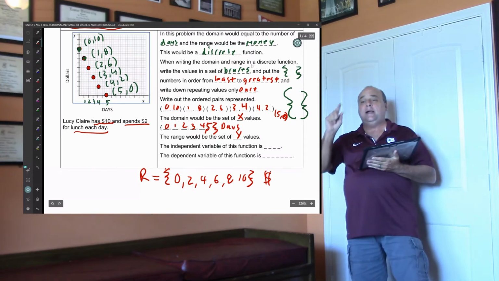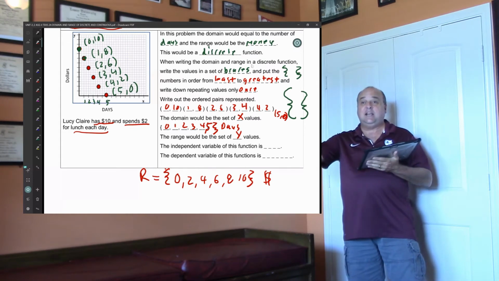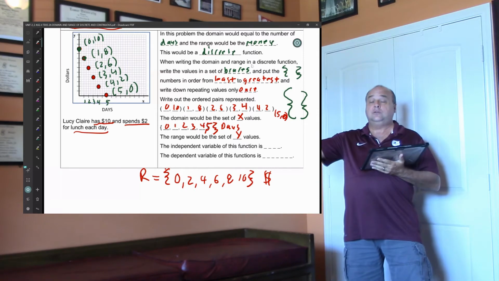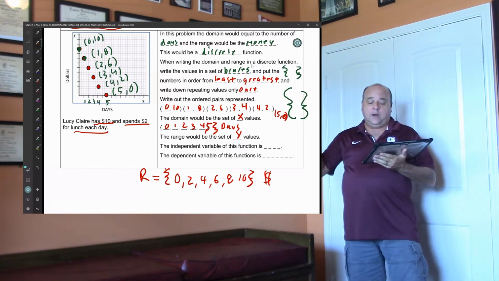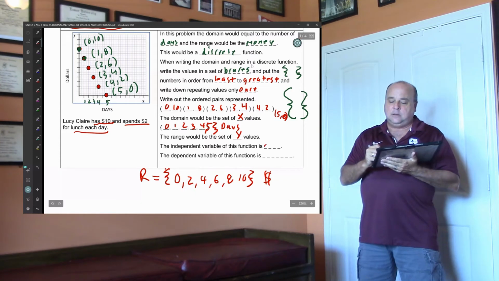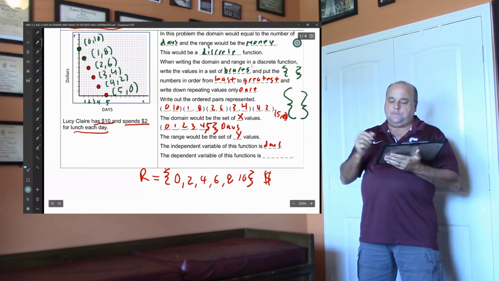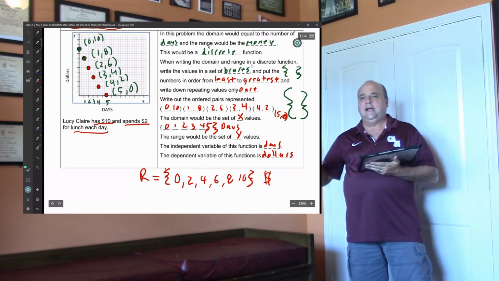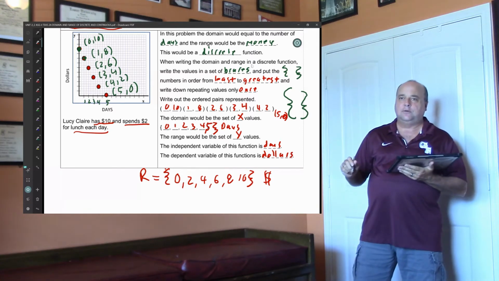The range is the money, the x is the days. Okay, so our domain is going to go from 0 days to 5 days, but you can't get half a day in this, can you? Because you're only spending lunch once, aren't you? The independent variable of this would be the days, and the dependent variable would be the dollars, wouldn't it?